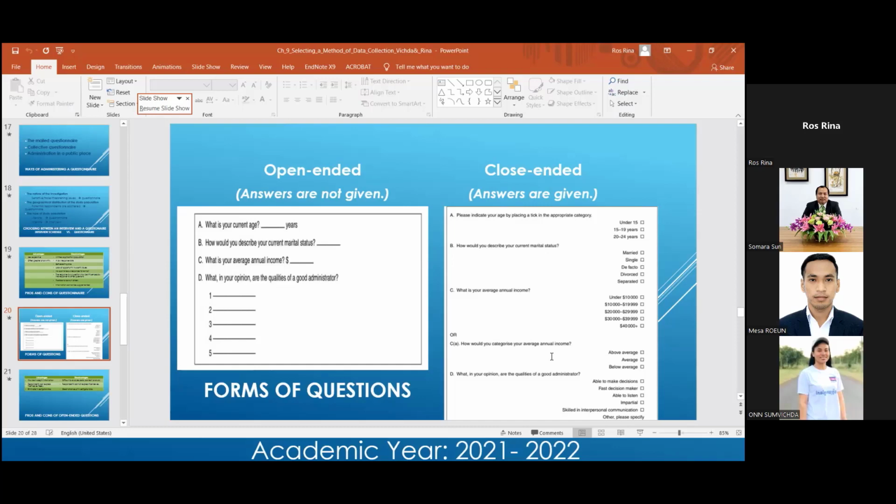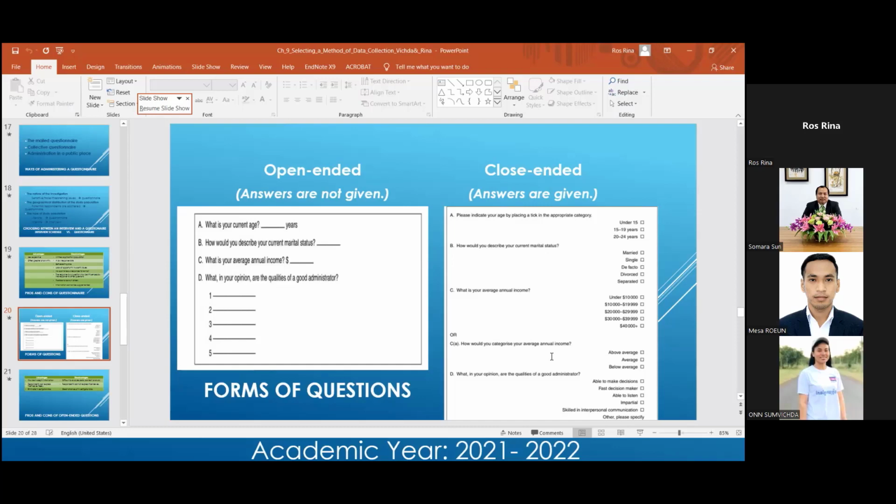Like we can see in the picture here, in open-ended questions, they just ask: what is your current age? How would you describe your current marital status? What is your average annual income? What is your opinion on the qualities of a good administrator? So the respondent needs to write down the answer in their own words. The researcher does not need to give them answers, and just gets the ideas from the respondent.